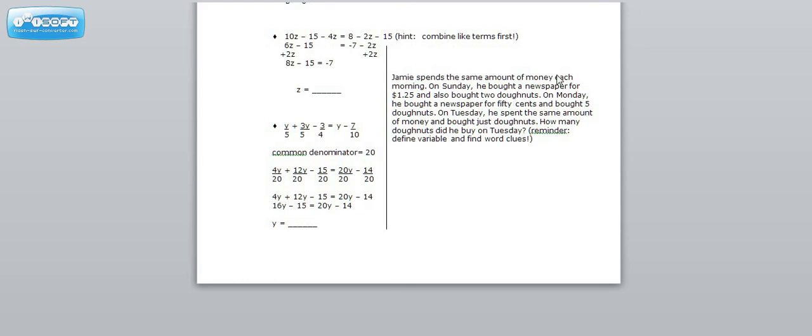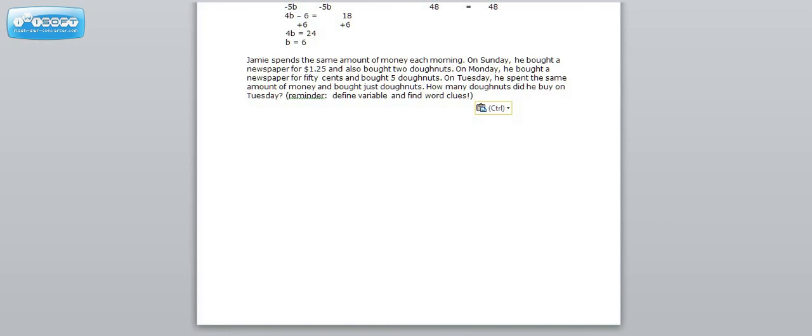Alright, so on Sunday, he buys a newspaper for $1.25, and he buys 2 donuts. And remember, donuts is how much we don't know. And just for the sake of space, I've taken it off the right-hand side and moved it up here. So back to our problem. On Sunday, he bought a newspaper and 2 donuts. We know that the newspaper cost $1.25. We don't know how much the donuts are just yet, but we know he bought 2 of them.